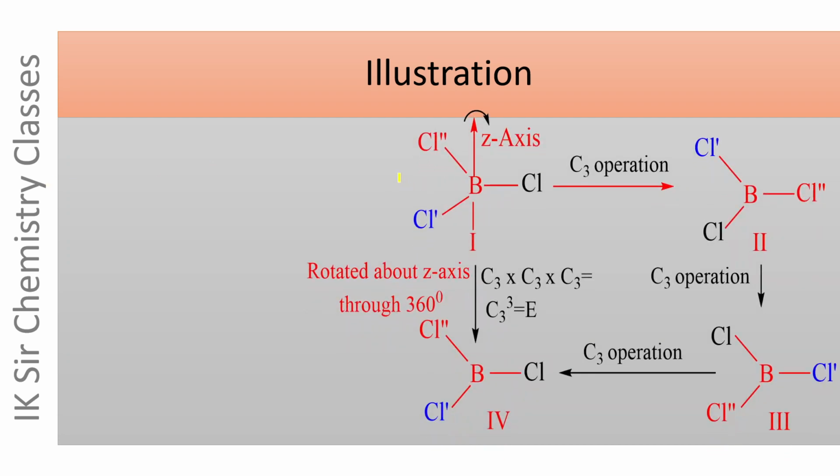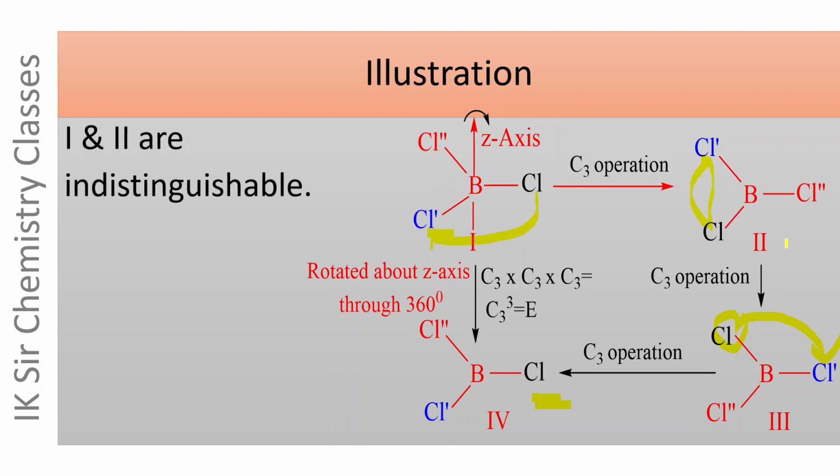This is BCl3 molecule. C3 operation is carried out about Z axis. As a result, black colored Cl atom will come to this position in orientation number 2. Again, C3 operation is carried out, that is, this molecule is rotated about Z axis by 120 degree. As a result, this chlorine atom will come to this position in orientation number 3, and C3 operation is again carried out, that is, BCl3 molecule is rotated about Z axis by 120 degree, and consequently this chlorine atom will come to this position in orientation number 4.